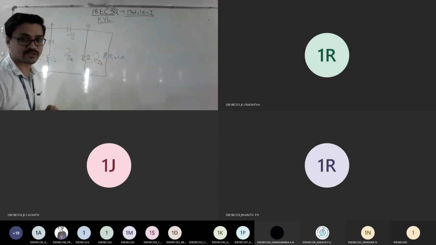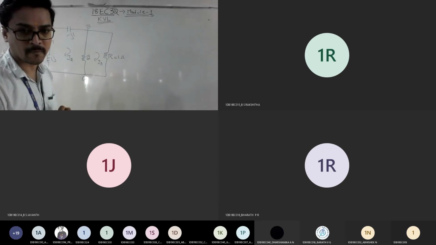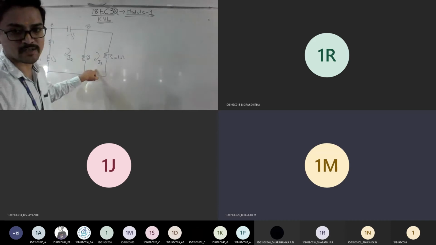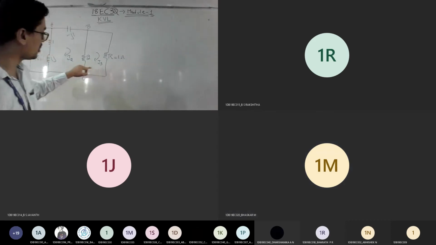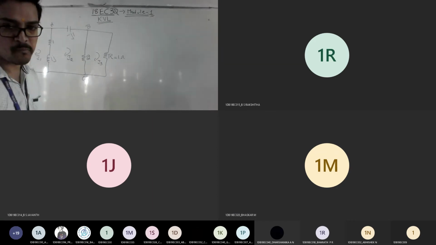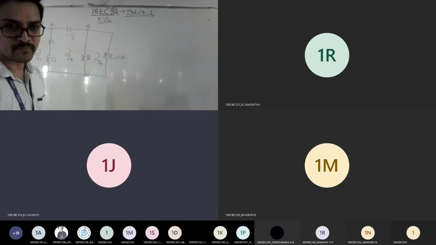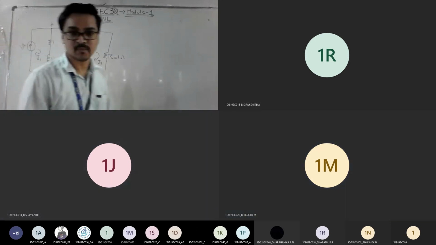According to the question, what should you find now? I3. Good. Across the 1 ohm load they have asked for the current, that is nothing but I3. Look at the circuit clearly and tell me if any answer is known already. I1. So I can write I1 is equal to 1 amp. Understood everyone?